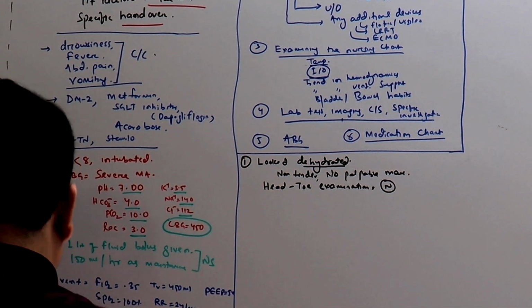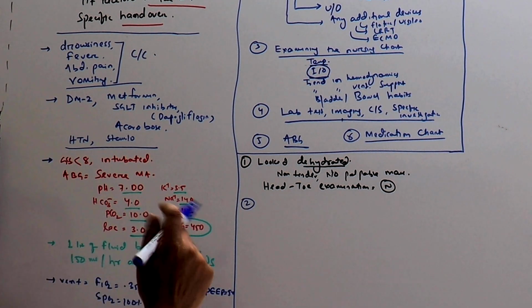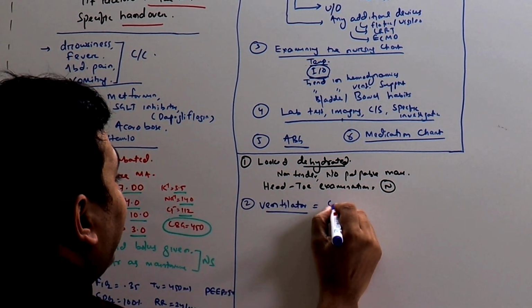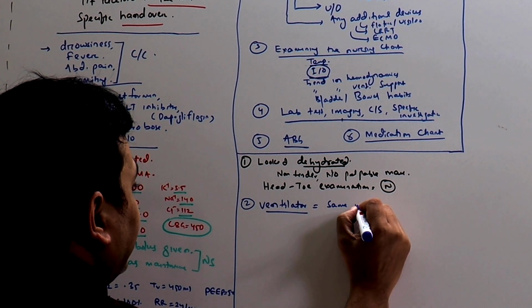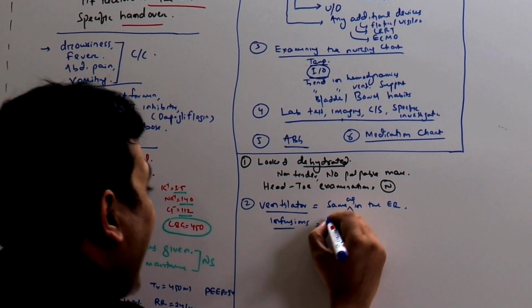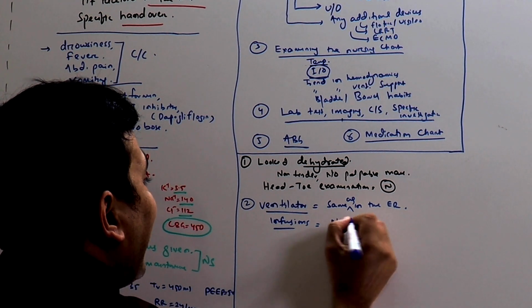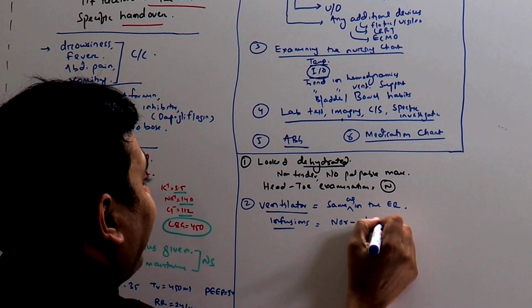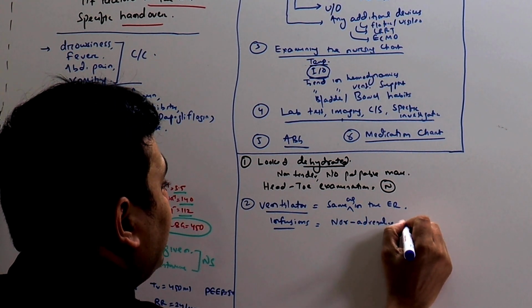Number two is examination of the surrounding. First is ventilator. It is same as in the ER. Number two is infusions. Patient is having no adrenaline infusion.